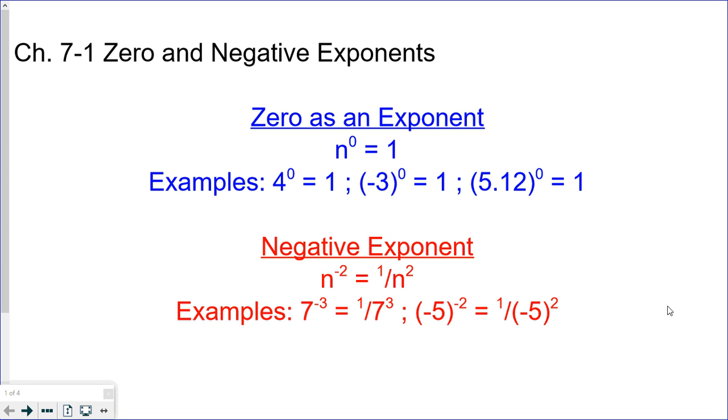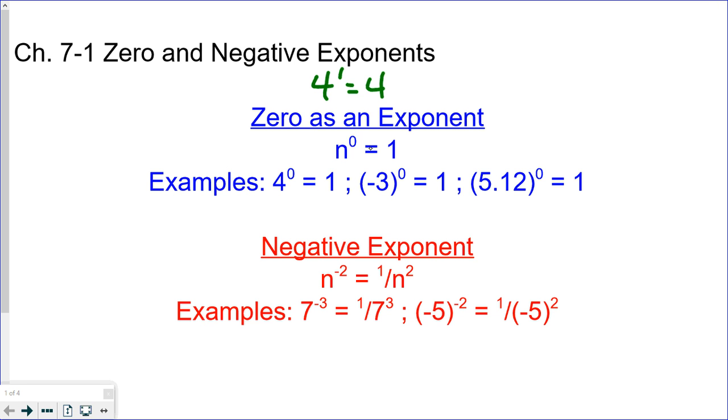This video is on 0 as an exponent and how to deal with negative exponents. But before we talk about those, real quick, just a quick reminder: if you have an exponent of 1, the base value is simply equal to itself. So 4 to the first power is equal to 4. Anything to the first power is equal to itself.